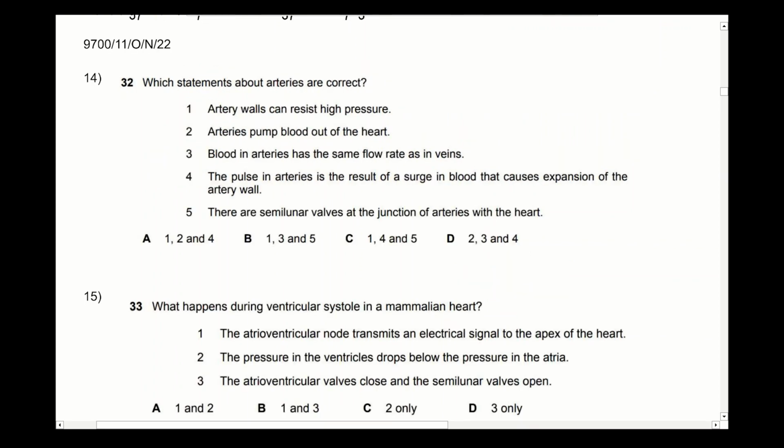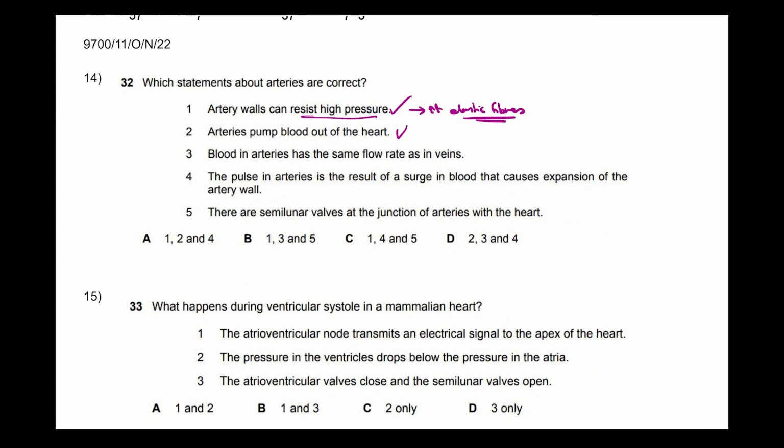Question number 32. Which statements about arteries are correct? 1. Artery walls can resist high pressure. This is correct due to the high content of elastic fibers. Elastic fibers can stretch and recoil, stretching to resist the high pressure, and recoiling to increase the blood pressure just in case it falls. Therefore, this is correct. 2. Arteries pump blood out of the heart.